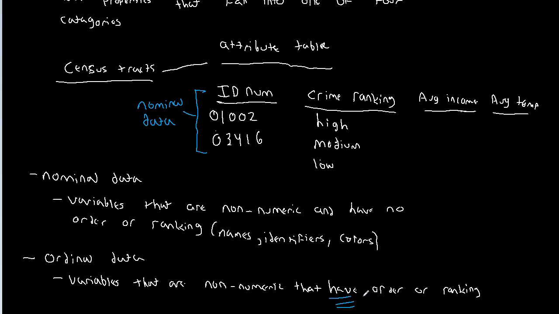That is what we mean when we say that it has an order or a ranking, right? Another example of an ordinal variable would be the medalist positions at the Olympics, right? Bronze, silver, and gold, right?